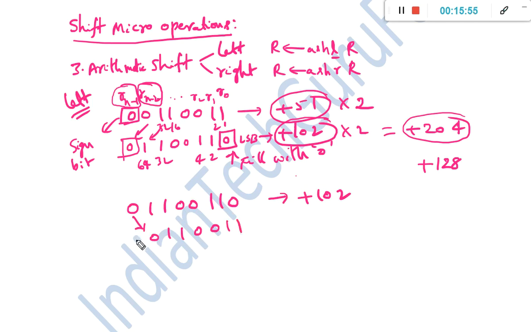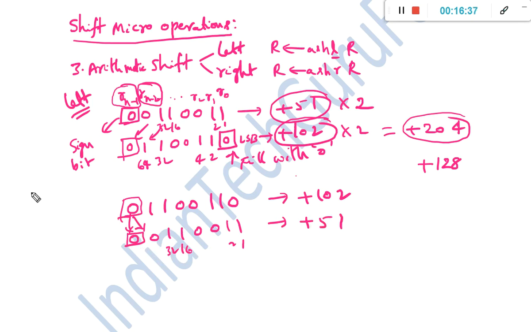Okay. So now, as far as the arithmetic right shift operation is concerned, I am going to copy the same sign bit to the sign bit location. This is very important. Whatever the sign bit is here, I am going to copy the same sign bit to the sign bit of the resultant register. Now let me verify whether the result has come out correct or not. So 1, 2, 4, 8, 16, 32. What is the value? It is plus 51.